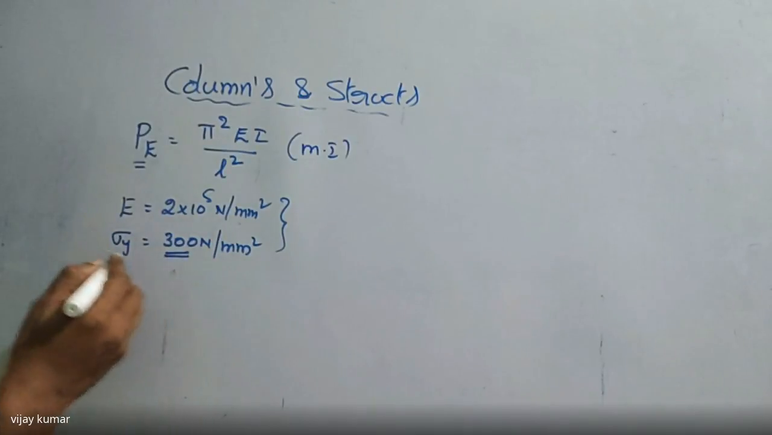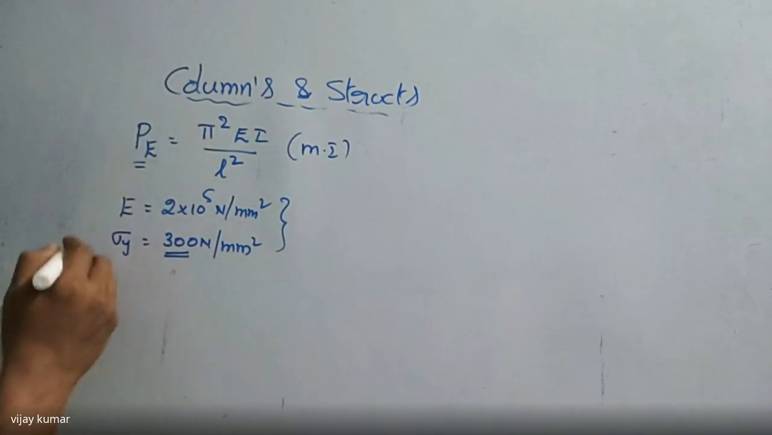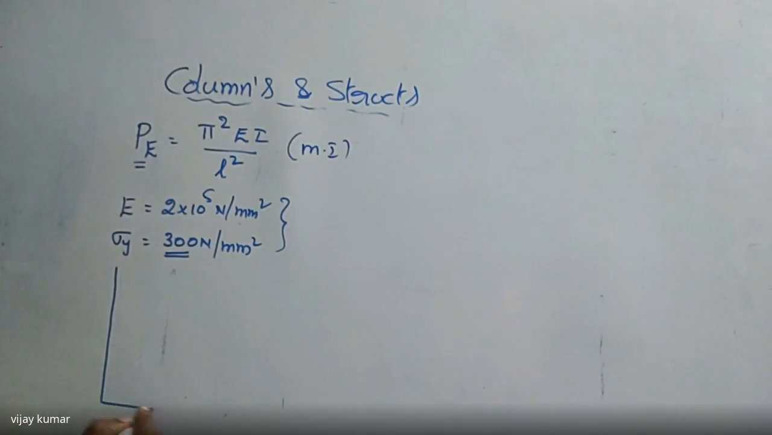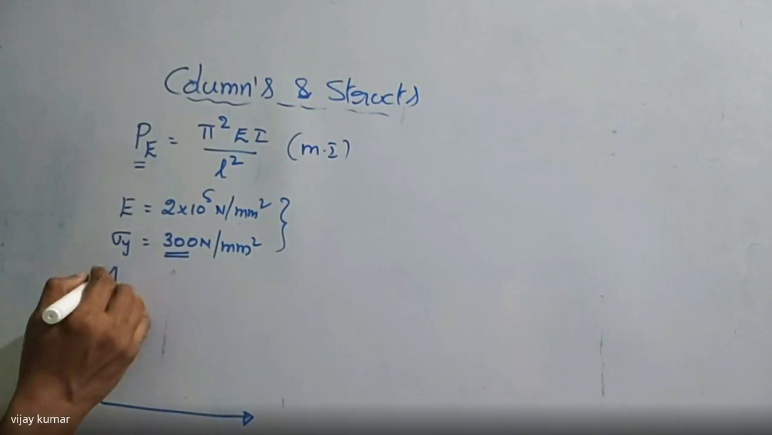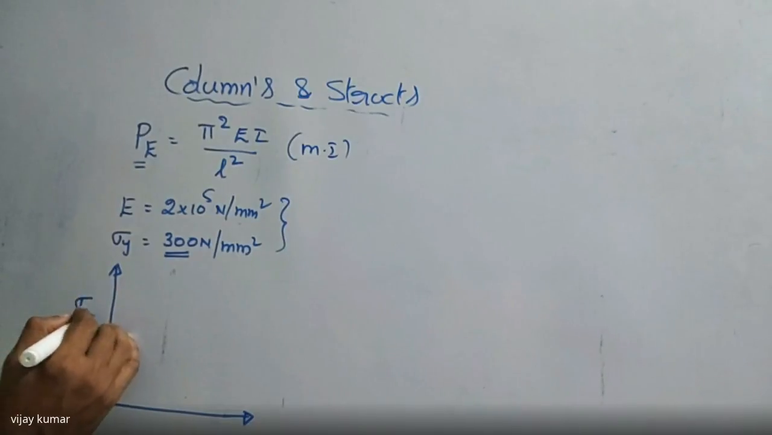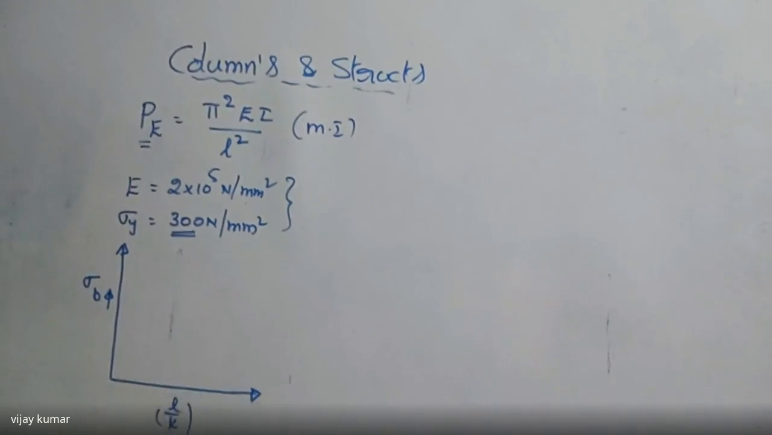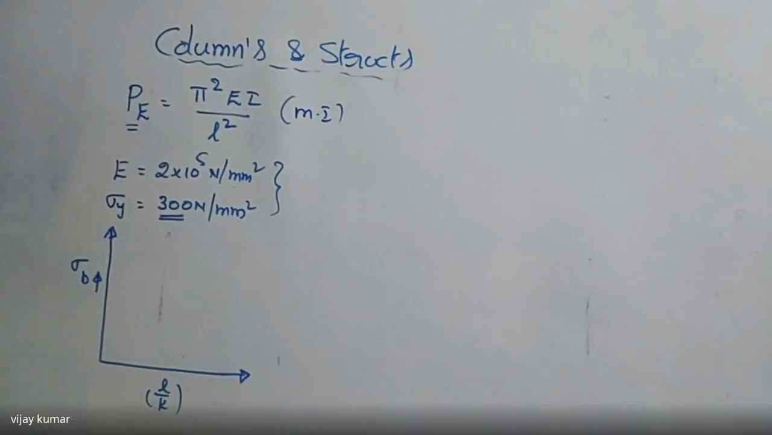If this is the limit of Euler's theorem of column, draw the graph between sigma b and L by K. I am taking sigma b on the y-axis and L by K on the x-axis. Did you get my point? So this is the L by K ratio. This is 1, 2, 3, 4, 5, 6, 7, and 10, 20, 30, 40, 50, 60, we can take.